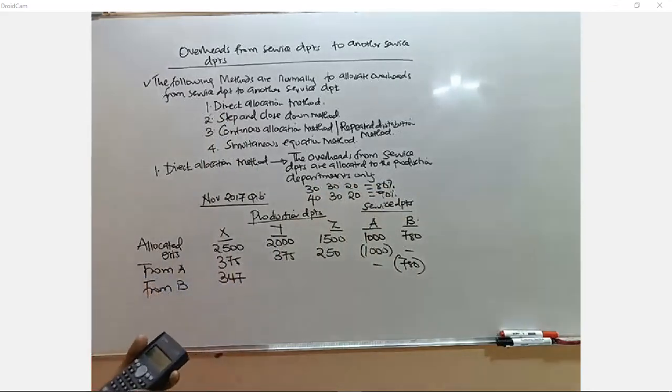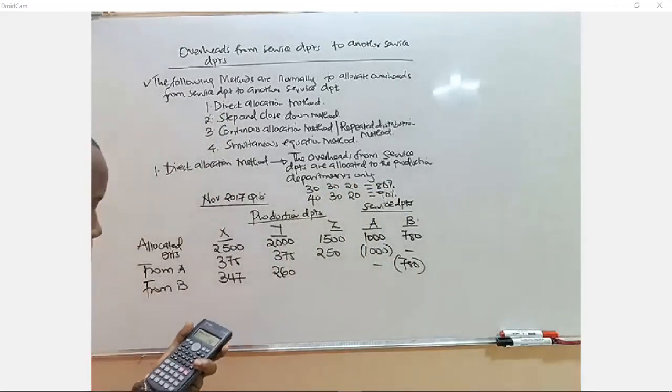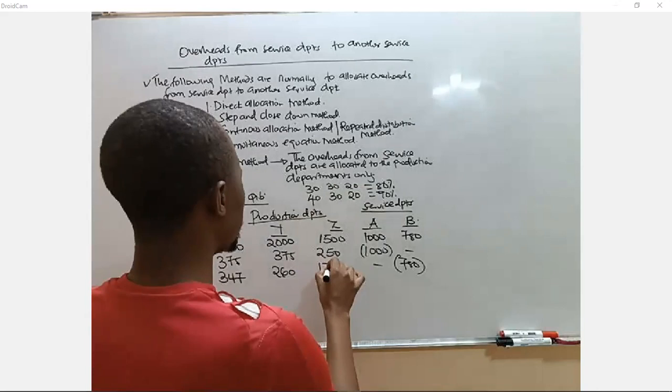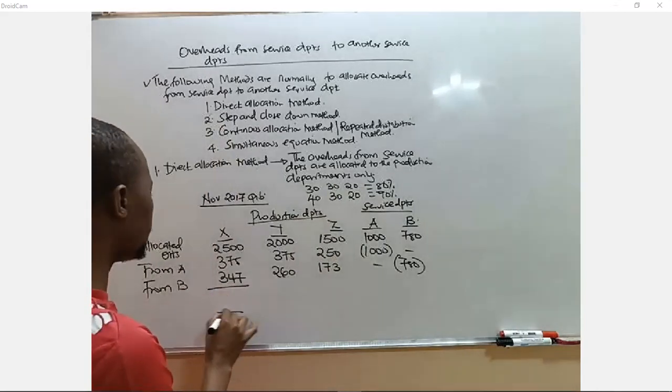The second one will be 30 divided by 90. Then I multiply it by how much we are allocating, 780, getting 260. Then the last one will be 20 divided by 90, sorry. Then you multiply by 780. We are getting 173. So what is the total here for each department?